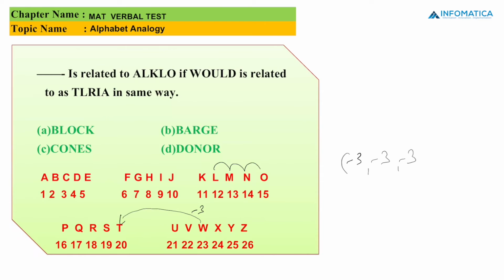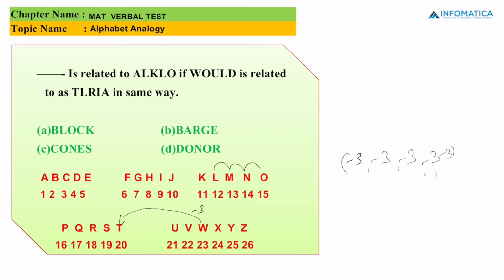D is related to A. L is related to R. So we got it as minus 3. L is related to I, which is again minus 3. And D is related to A, which is again minus 3. So we get the pattern as minus 3 and so on.